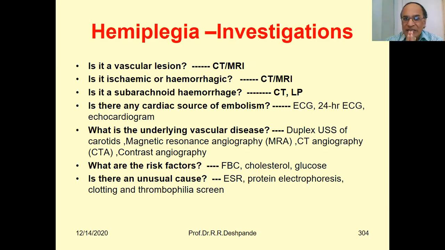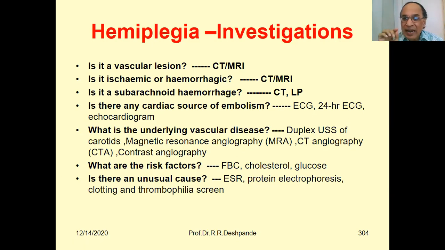To rule out the vascular lesion, the blood vessel problem, do the CT scan, computerized tomography, or magnetic resonance imaging, MRI. You can get a very pinpointed diagnosis of bleeding, capillary bleeding. Where is the clot? Where is the thrombosis? You can detect. Where is the bleeding? You can operate. Okay? Is it ischemic or hemorrhagic?